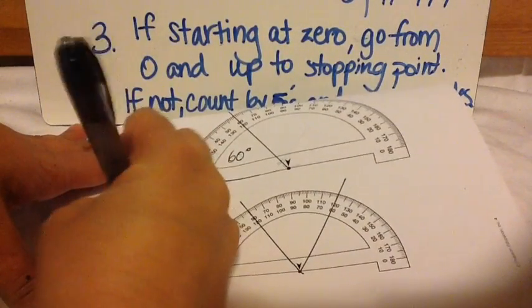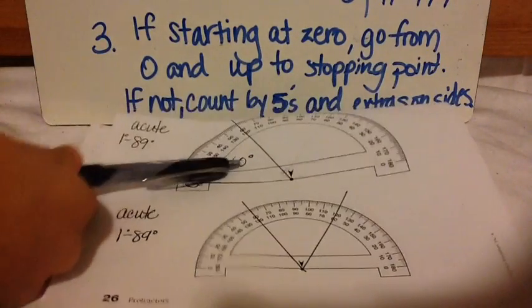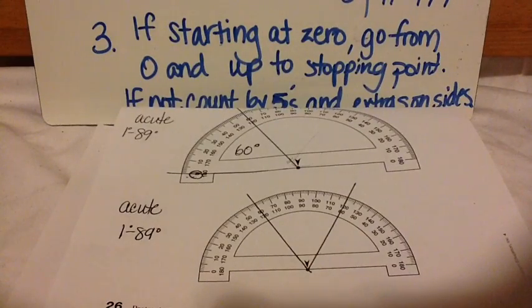And if it's acute, my answer will be between 1 and 89. Notice that when I got 60 degrees as my answer on this one, it was between 1 through 89. So that's an accurate, reasonable answer. Very, very important that you do that.